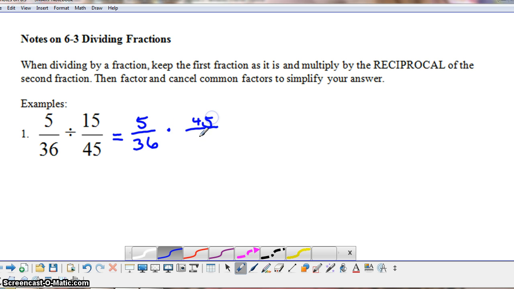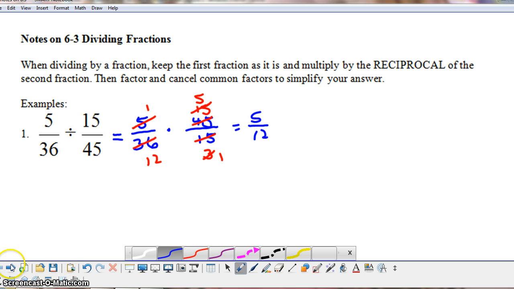So we'd have 45 over 15, and now we're going to cancel out any common factors to simplify. 5 and 15 have a common factor of 5, and then 3 and 45 both have a common factor of 3, and then 15 and 36 both have a common factor of 3. And so if we take a look at this point in our numerator, we're just left with a 1 times 5, which is 5. And in our denominator, we're left with a 12 times 1, which is 12.